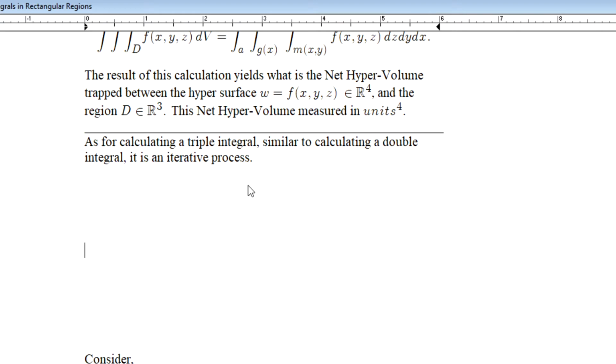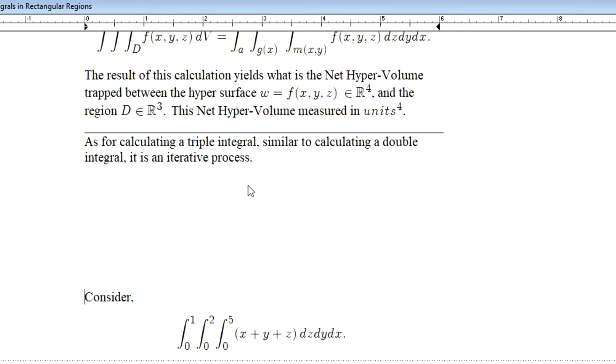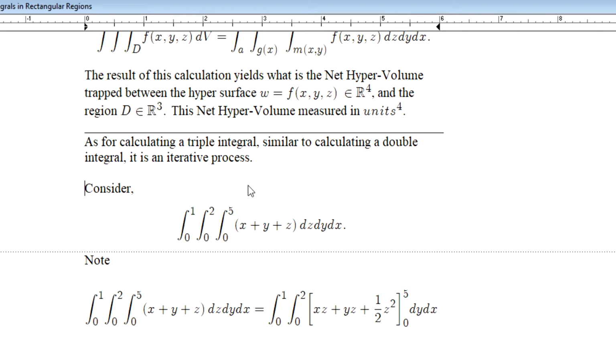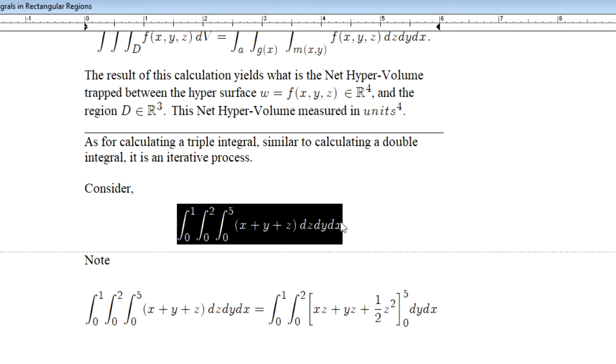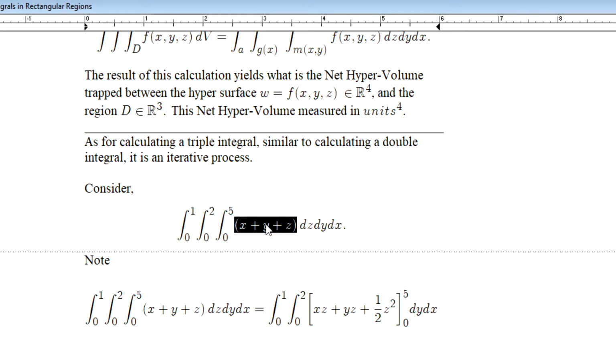If we bring an example into view, we might consider this triple integral given here, where we're integrating this multivariable function given by x plus y plus z, first with respect to z across the bounds from 0 to 5, then with respect to y across the bounds from 0 to 2, and lastly with respect to x across the bounds from 0 to 1. What we do note is all of our bounds are constant bounds.